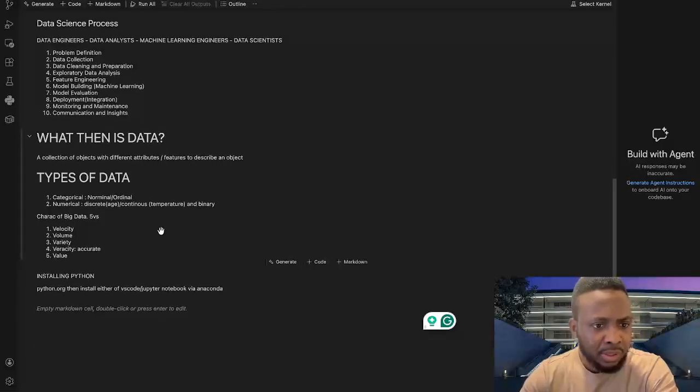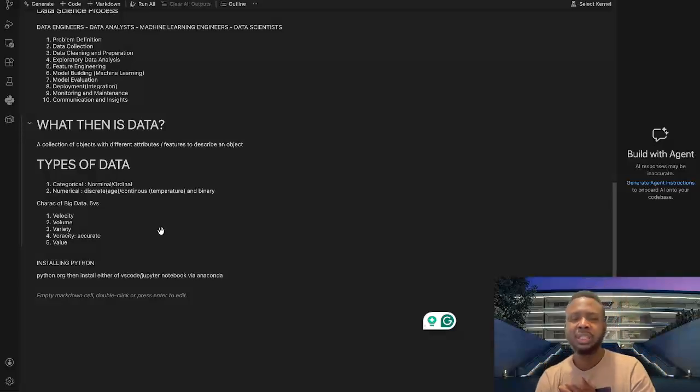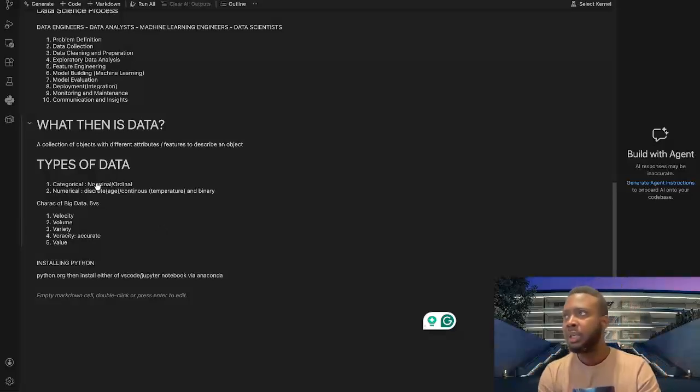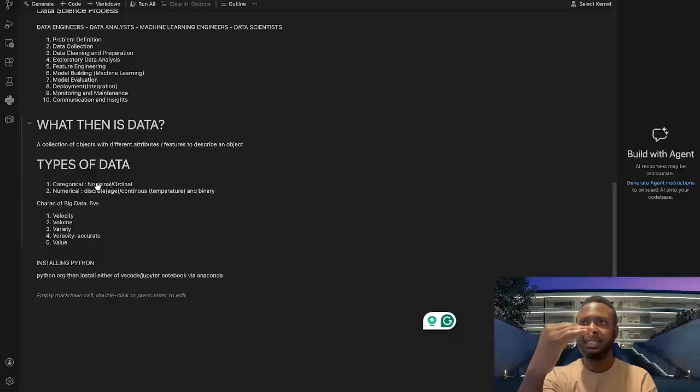So what are the types of data? Of course, just like we have data, we have types of data. Data can either be categorical or numerical, but it doesn't just end at that. Categorical data can also be subdivided into various forms. Like you see here, categorical data can either be nominal or ordinal. When data is categorical and nominal, it simply means the data cannot be ranked.